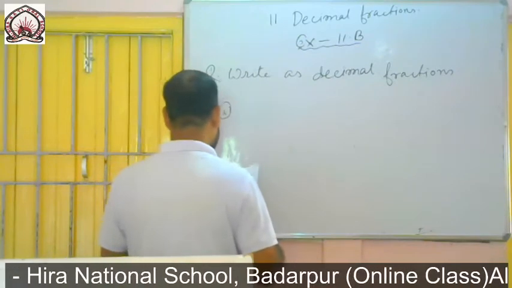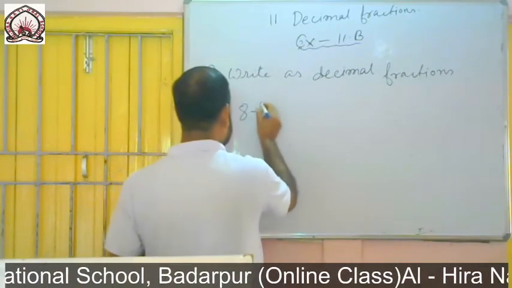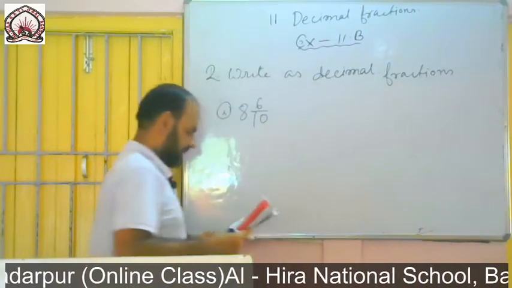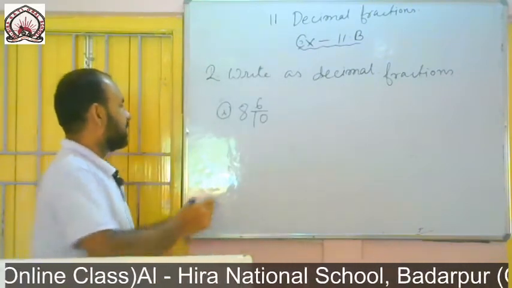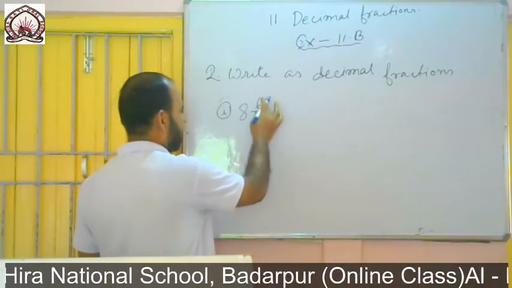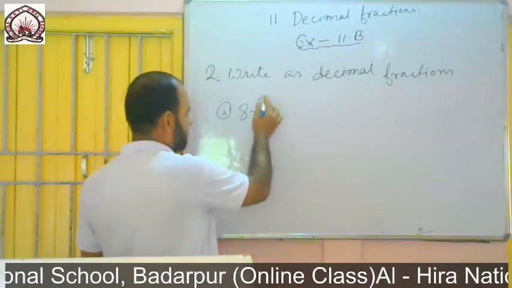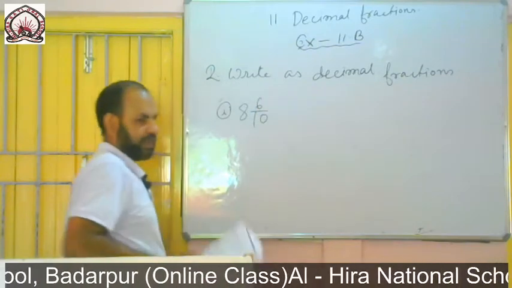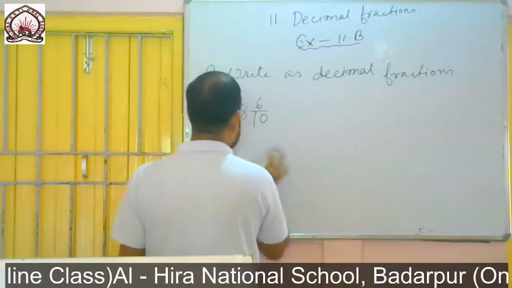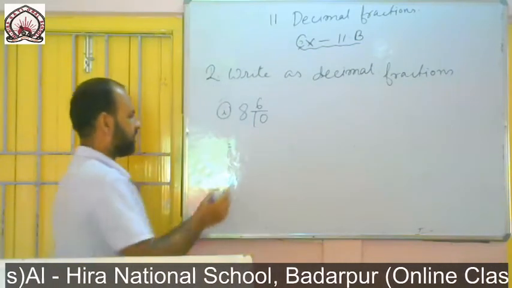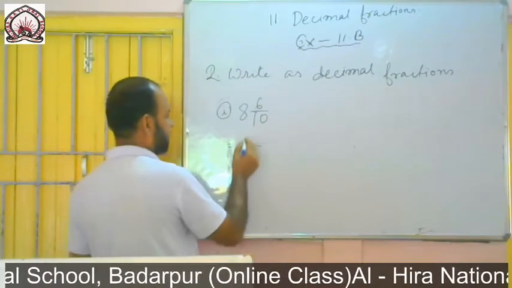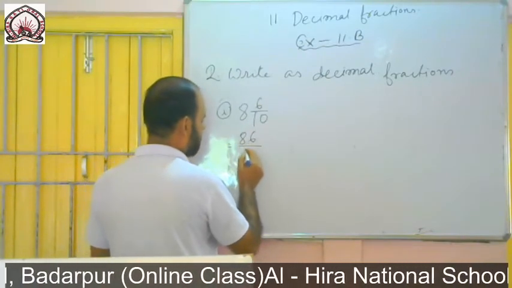Question number I: 8 6 by 10. Here it is a mixed fraction. 8 is the integral part, or whole number, and 6 by 10 is the fractional part. First we change the mixed fraction to an improper fraction. So 10 times 8 is 80, plus 6, gives 86 by 10.